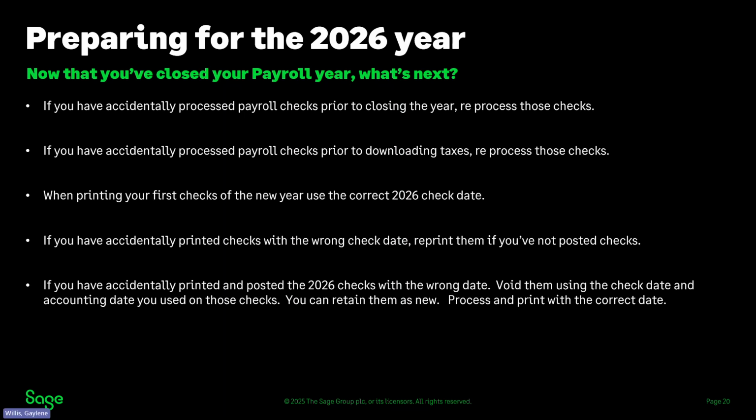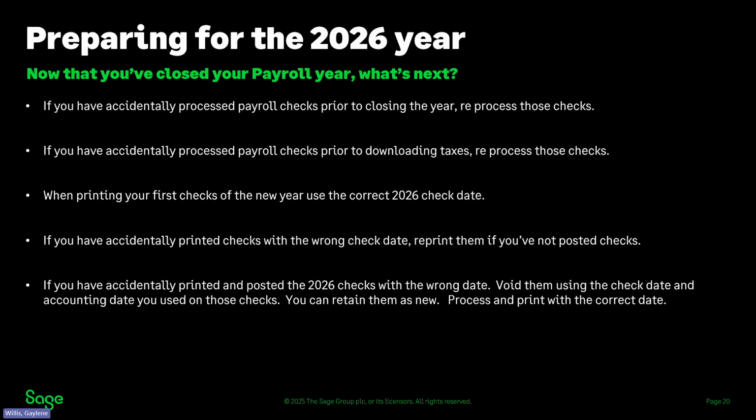Remember that if we process payroll checks prior to closing the year, we'll be missing FUTA and unemployment, and in some cases, SOCH and SOCH-E. And for higher compensated people, you may see missing additional taxes. So if that happens to you, close your year, make sure your taxes are downloaded, and reprocess that payroll. And that will then build the correct taxable and subject to records.